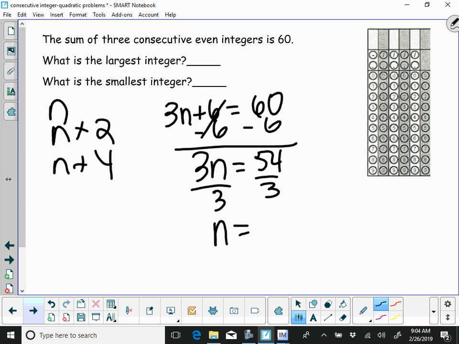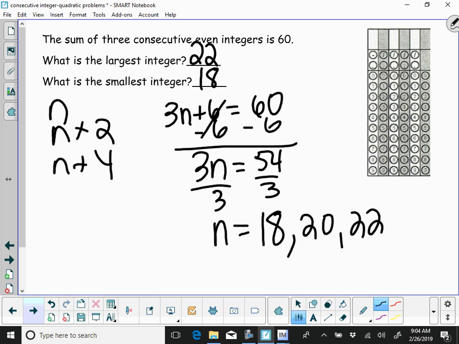What's 54 divided by 3? 18. Okay, so our largest, which one is that? Largest or smallest? Smallest is 18, and then that would be 18, 20, and 22 would be our largest. Okay, so it's just in what the wording says, y'all. It's just in what the wording says.